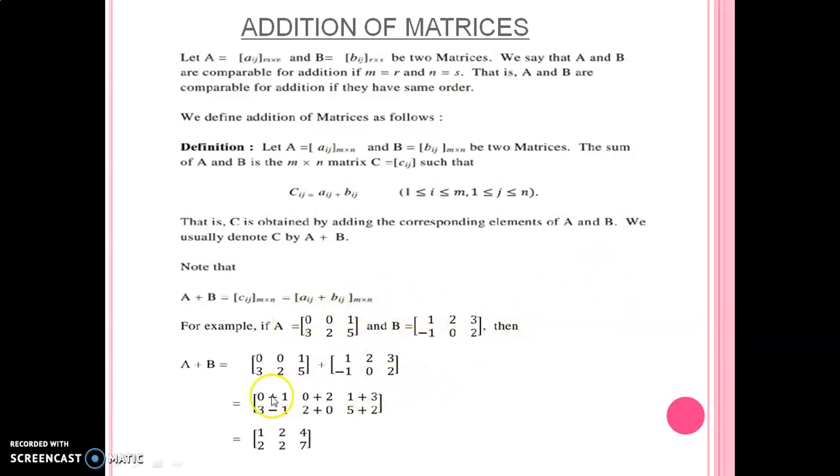So for adding these two matrices, we need to add the corresponding entries, that is, the A11 entry of matrix A with the A11 entry of matrix B. So 0 plus 1 will result in 1. Similarly, the A12 entry of both the matrices is to be added, and the A13 entry of both the matrices is to be added. In the same way, we can add the entries in the second row of both the matrices.